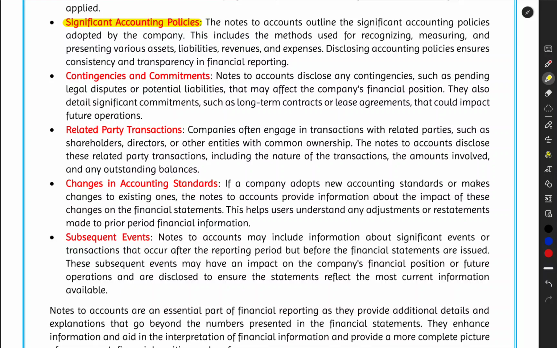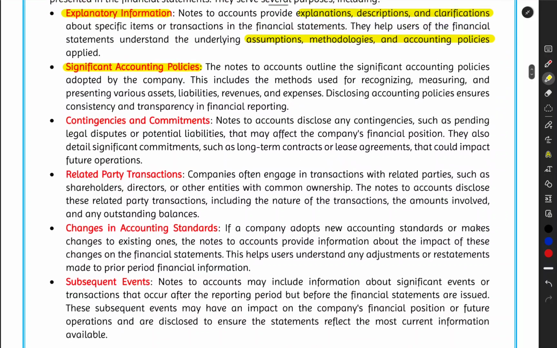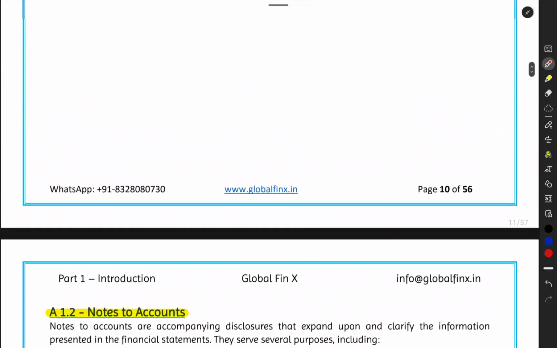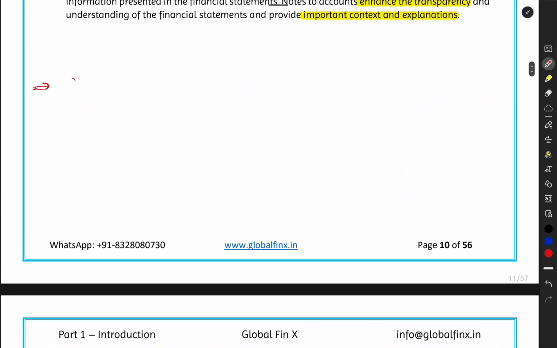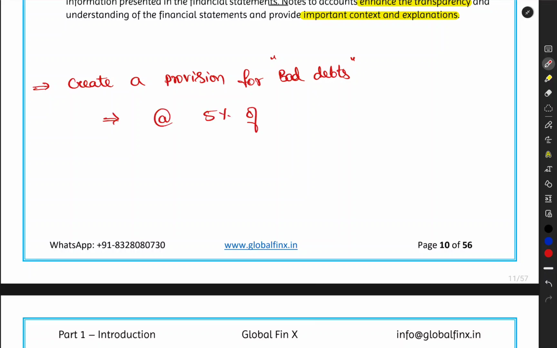So I would like to remind you of one point there. There used to be an adjustment: create a provision for doubtful debts, or create a provision for bad debts at 5% of total sales in the year. Do you recall anything like this? Create a provision for bad debts at 5% of total sales. So what do we do, sir?